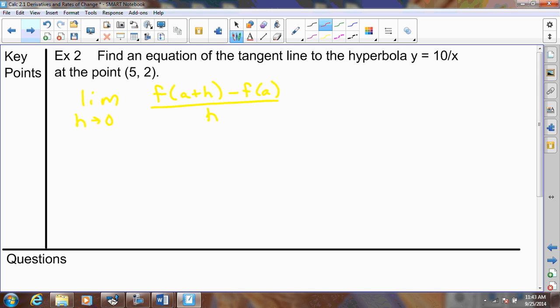So let's use this one. Find an equation of the tangent line to the hyperbola y equals 10 over x at the point 5, 2.